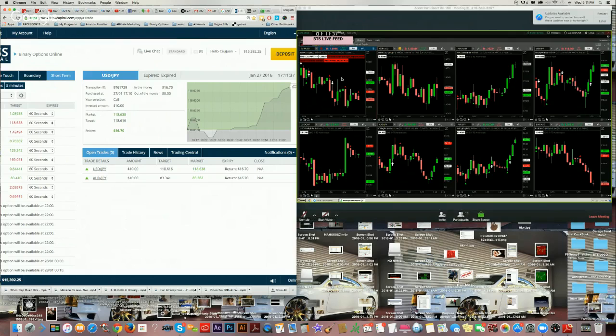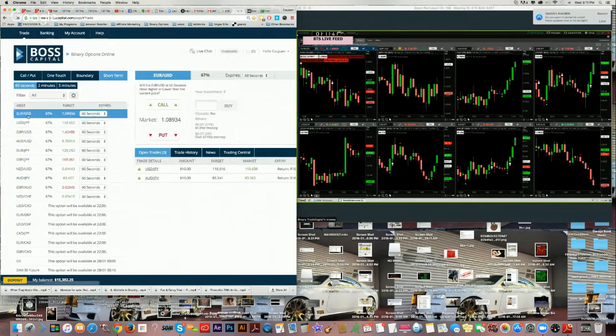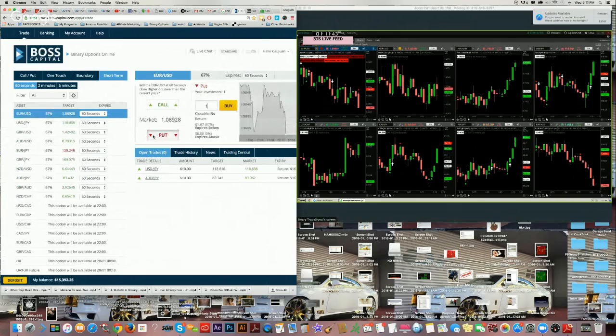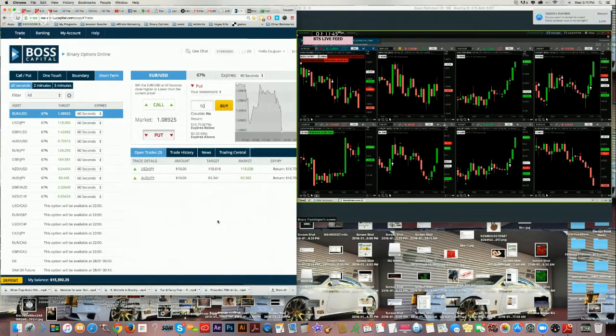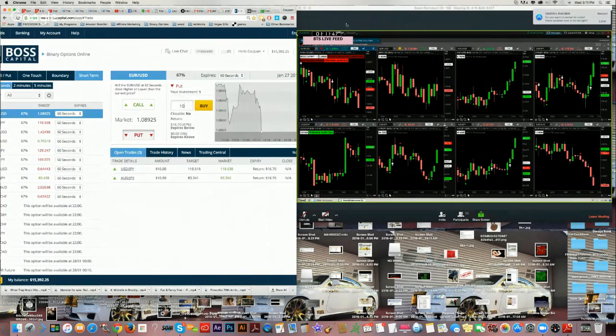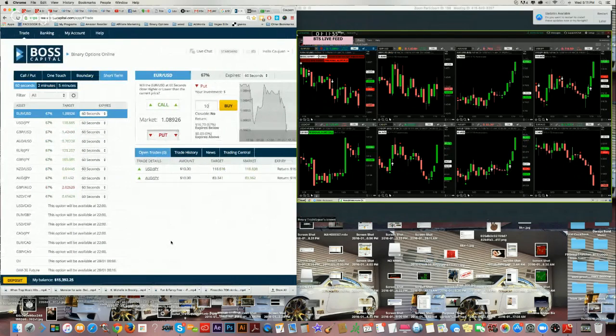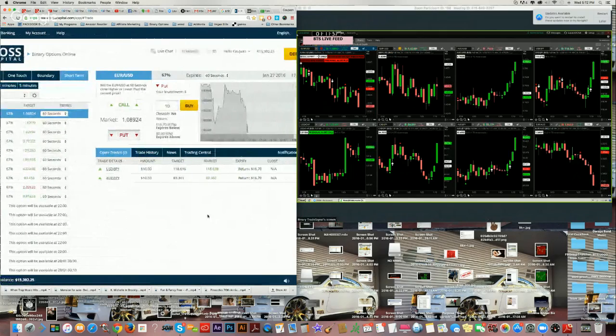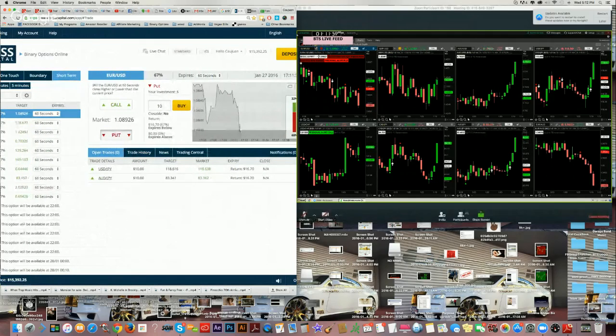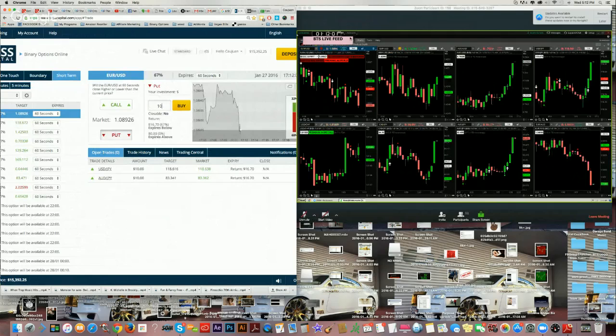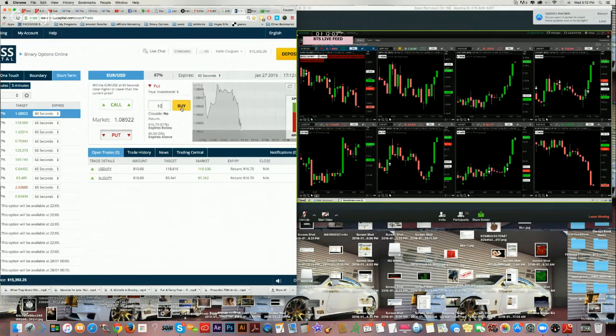So let's get ready for this Euro USD. I just seen that for a put. So if it comes within 5 seconds of the next candle, we also could look at this USD CHF, but that's not open yet, so we don't have to worry about that. So we're just gonna look at this Euro USD. Okay, so no trade on there.